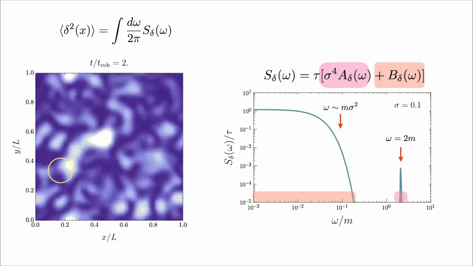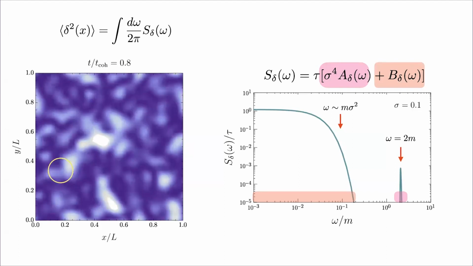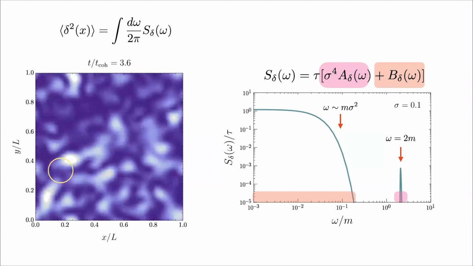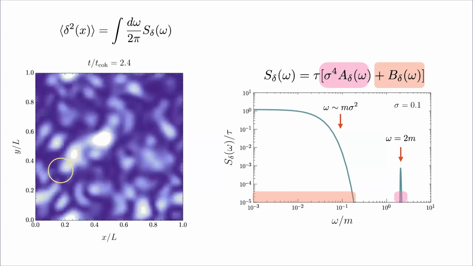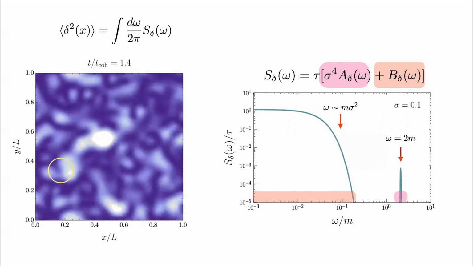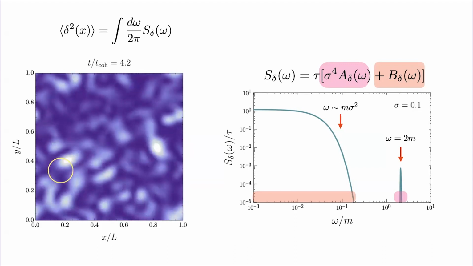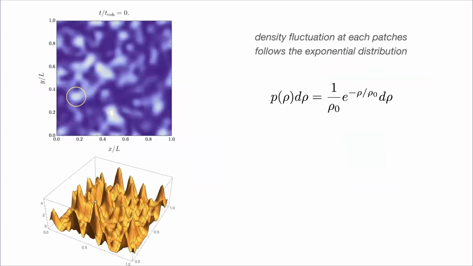And this broad low frequency spectrum is what characterizes the quasi-particle behavior. This is what characterizes the stochastic behavior of the density over the coherence time scale, which is 1/(m sigma squared). So this temporal behavior can be nicely understood in terms of the spectrum. And what we can also do is calculate the probability distribution of density fluctuation in one single patch.